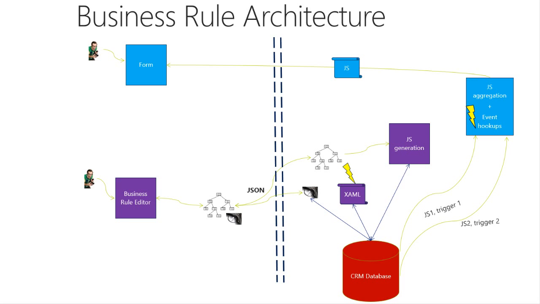When we actually go ahead and save the business rule, the tree gets serialized and sent across the wire to the server. XAML is used as the storage mechanism. So what happens is that XAML gets generated and then the object model gets serialized to XAML. This XAML would then get executed by the workflow foundation.